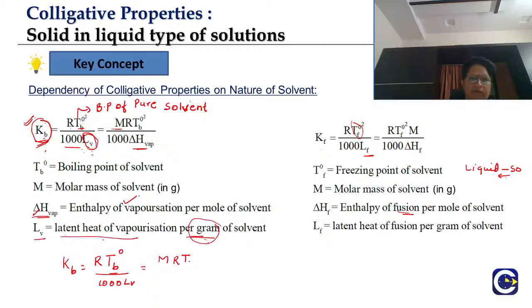If we take it for 1 mole, we write Kb equal to R TB naught square by 1000 into delta H vaporization. If I take delta Tf in place of delta TB, we call it the constant Kf. The only difference is that for the molar elevation constant we take the enthalpy of vaporization, and for the molar depression constant we take the enthalpy of fusion.